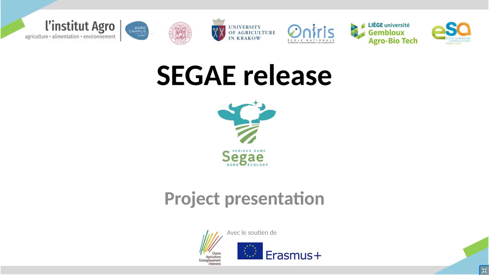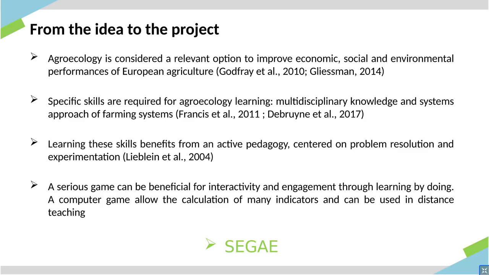So let's start with the project presentation. First, how did it start? You probably know that agroecology is considered a relevant option to improve economic, social, and environmental performances of European agriculture, which has some drawbacks actually. It's very productive, but not always very environmentally friendly, and also not always very economically viable for farmers. So agroecology offers some potential solutions.